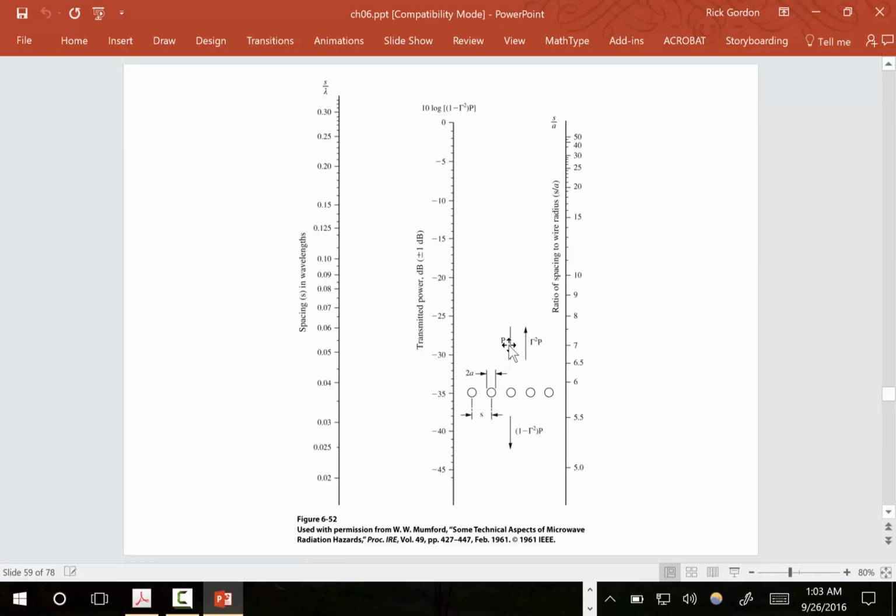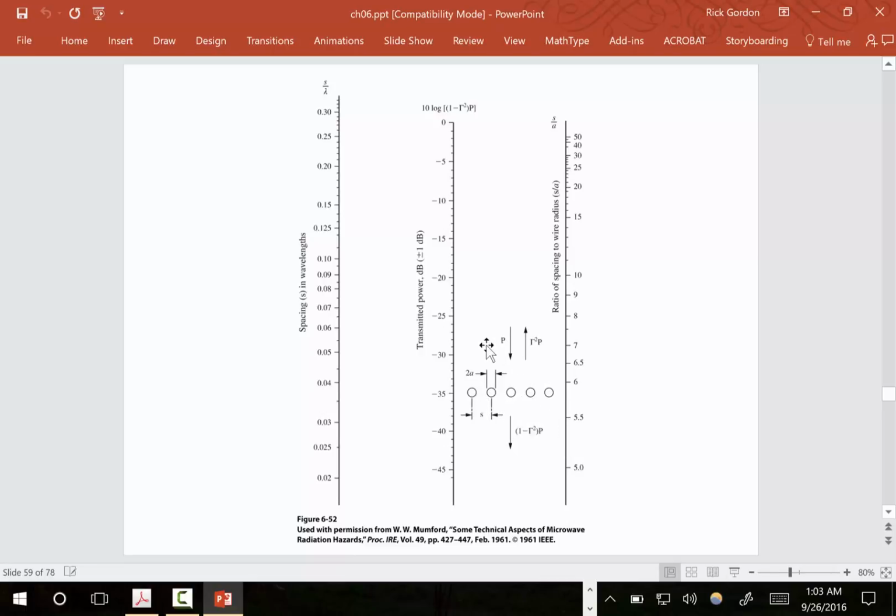And furthermore, you see these arrows here. The first arrow here is labeled P. That's the power that's incident on the grid of wires. And you see that we have a reflected wave here, gamma squared P. That's how much of that power will be reflected, is gamma squared P. And then the amount that's transmitted is 1 minus gamma squared P.